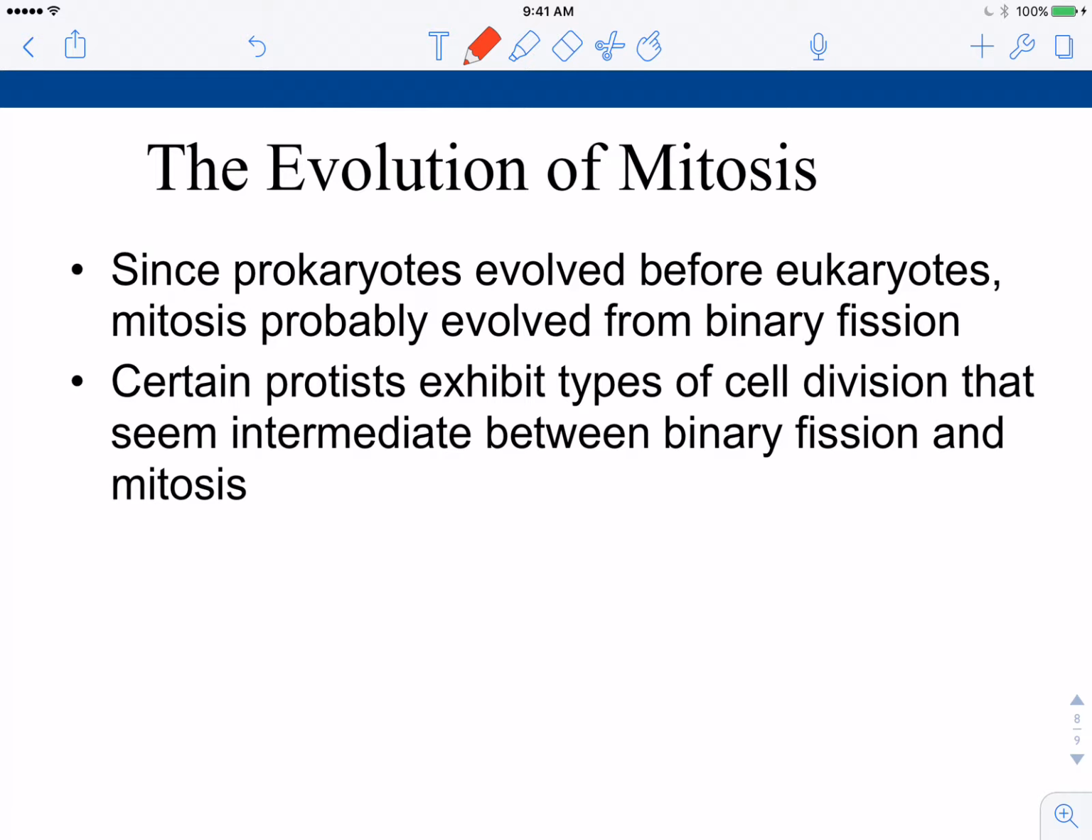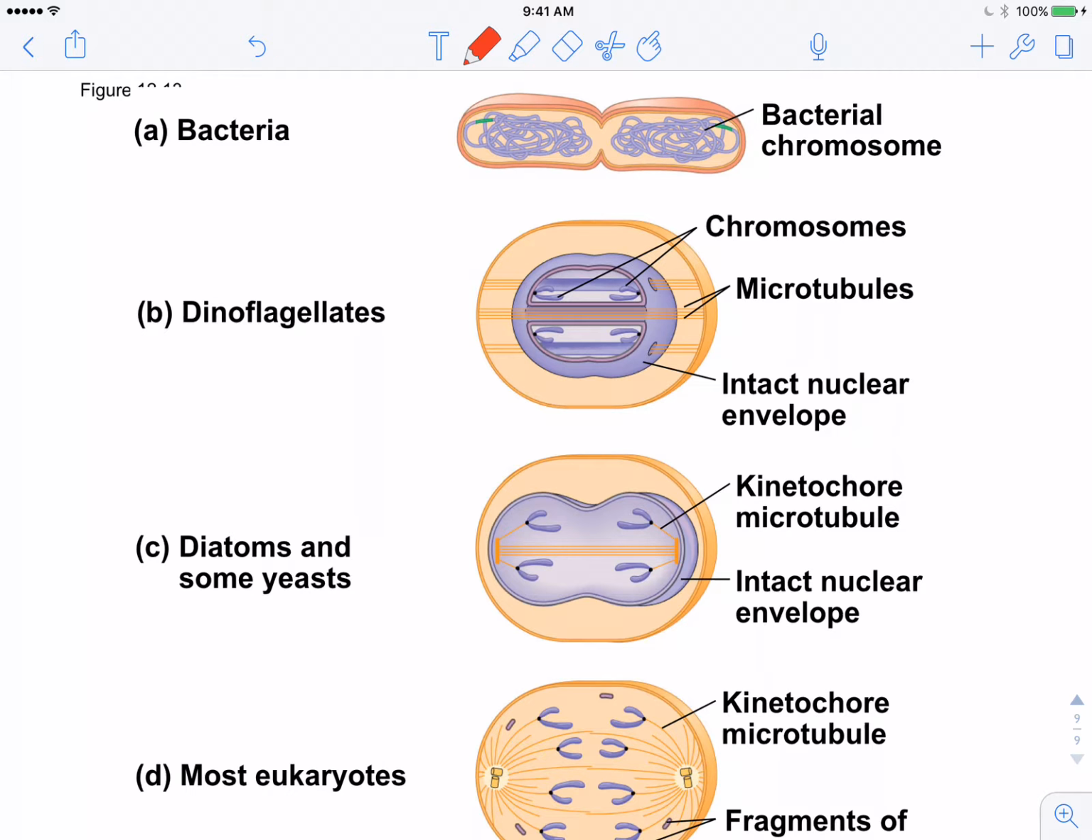A little bit on the evolution of mitosis. Since prokaryotes evolved before eukaryotes, the most likely explanation is that mitosis evolved from binary fission. If you look at protists, some unicellular eukaryotes, they exhibit types of cell division that are in between binary fission and mitosis. If we look at a comparison, here's binary fission on the top: replicate the chromosome, the copies move to other ends of the cell, the cell pinches off, the cell divides.